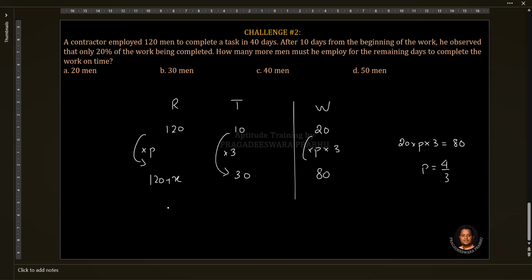So here this 4 by 3, 120 into 4 by 3 will give us 120 plus x. Okay, 120 into 4 by 3 is 160. 160 is equal to 120 plus x. That means x is equal to 40. So this is another way in which we can do.